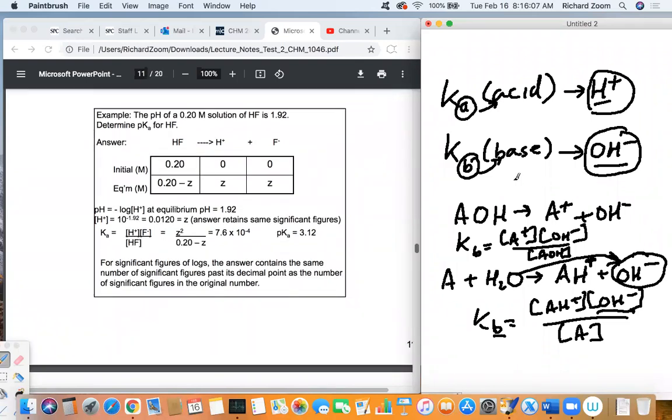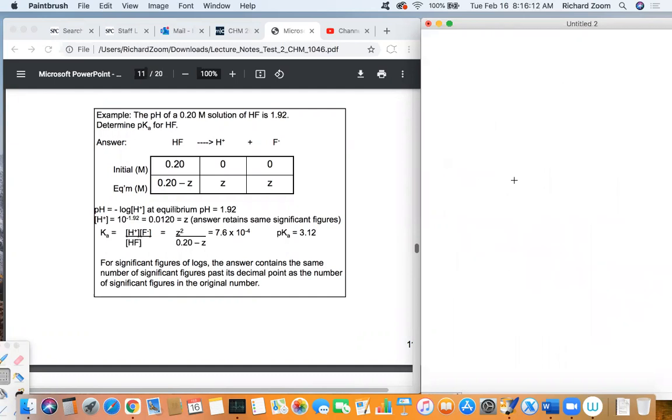Now, we have done K calculations before. We did it back in test 1. We can also do Ka calculations as well, and these are actually a little bit simpler than regular K calculations. So here is the question. The pH of a 0.20 molar solution of HF is 1.92. Determine the pKa for HF. So using this information, we can actually get an actual K value. The pH value is assumed to be at equilibrium. The 0.20 molar would be the initial concentration of HF.